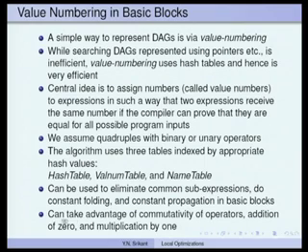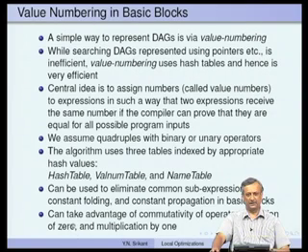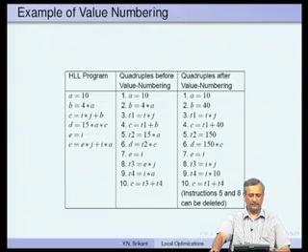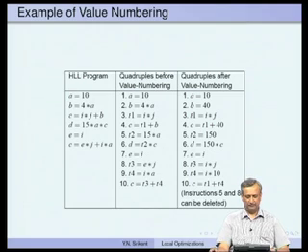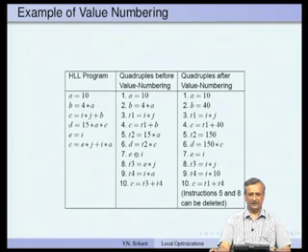Value numbering can also take advantage of the commutativity of operators, which I briefly mentioned a few minutes ago with respect to that directed acyclic graph representation, addition of 0 because a plus 0 is a itself, and multiplication by 1, a star 1 is a. These are the three simple algebraic laws which can be taken care of by value numbering in basic blocks. So, let us take an example, run through that example in a step by step fashion and see how it works out.